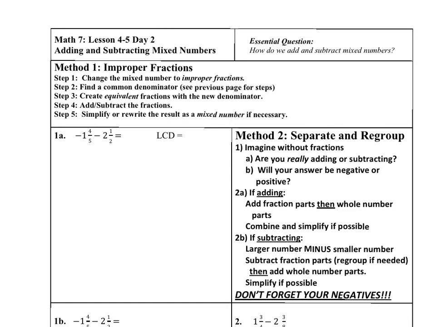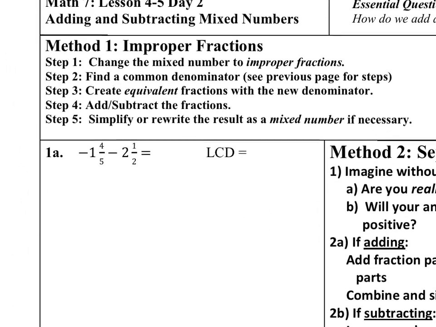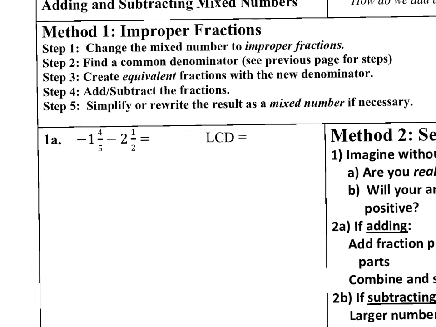We're going to use method 1, which is our improper fractions from last class, to go ahead and do number 1a. So negative 1 4/5 minus 2 1/2. So I'm going to change both of them into improper fractions to get started. Let me make it a little bit bigger here for you. All right, negative 1 4/5. Now, when doing improper fractions, don't worry about the negatives, okay? So I'm just going to have a negative. 1 times 5 is 5, plus 4 gives me 9/5, minus 2 times 2 is 4, plus 1 is 5/2. So those are my improper fractions.